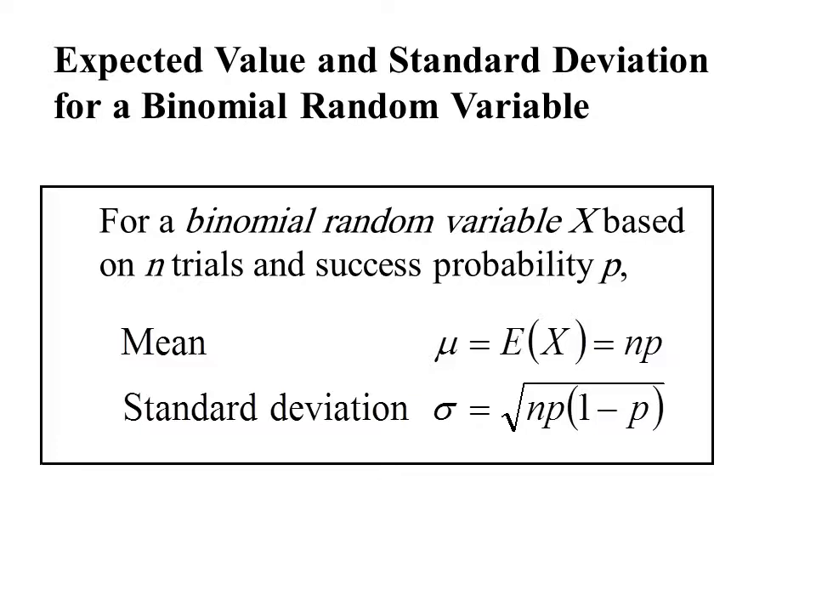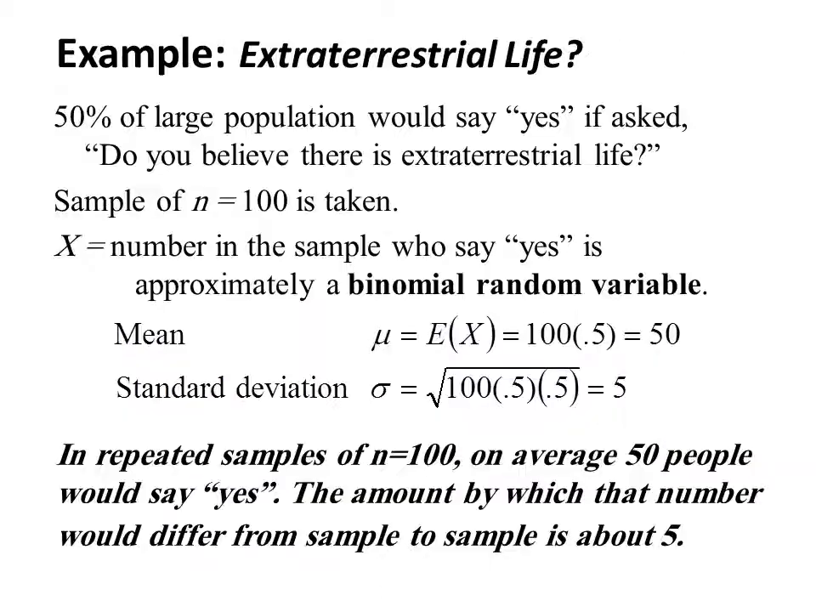For a binomial random variable x based on n trials and success probability p, we can obtain the mean by using mu equal to the expectation of x equal to n times p, and the standard deviation will be sigma equal to the square root of n times p multiplied by 1 minus p.